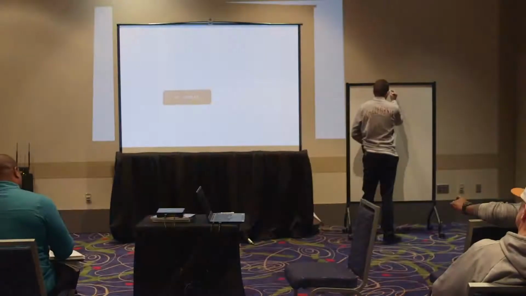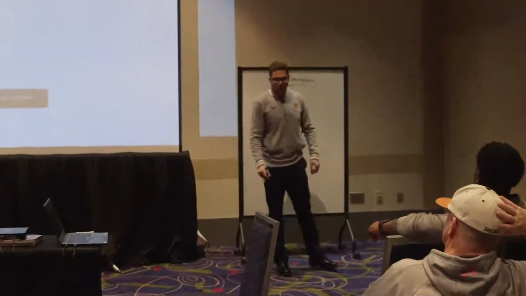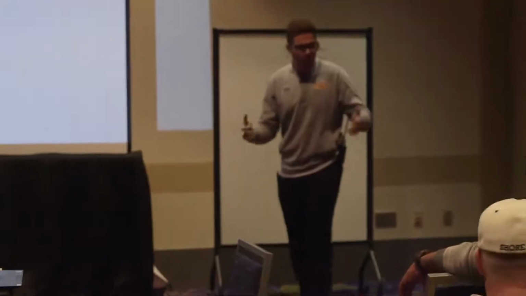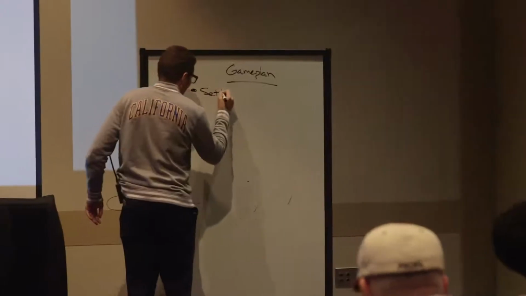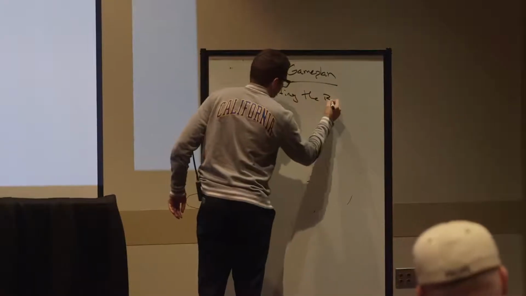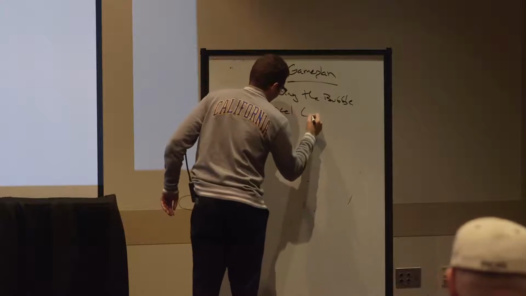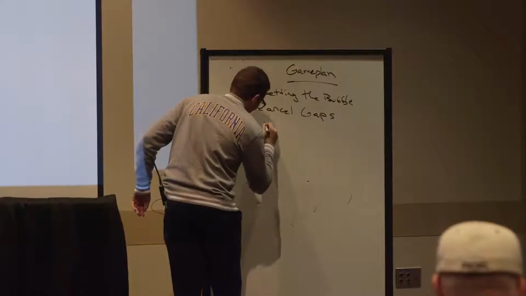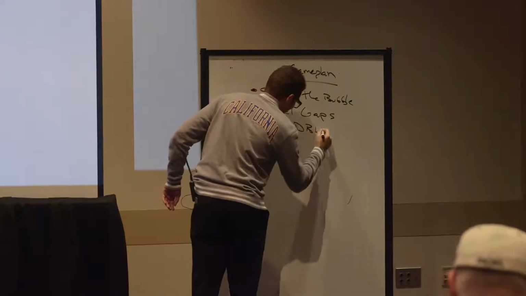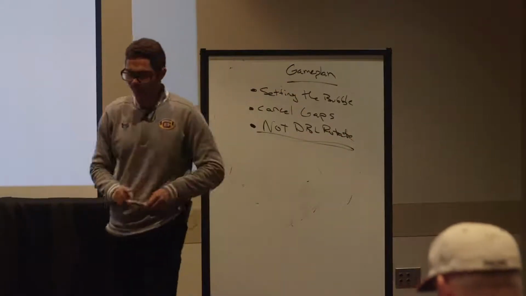Cool. Here we go. We're talking game planning. How do we game plan all the stuff we just talked about, and how do we fit it with what we're trying to do, particularly in the run game? I'm going to talk particularly about concepts such as setting the bubble, how do we cancel gaps, and then how do we not double rotate. Okay, so that's what we're going to talk about.